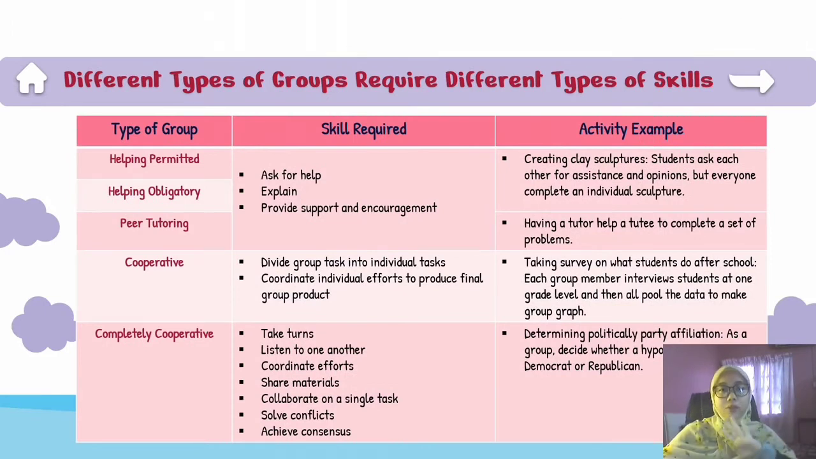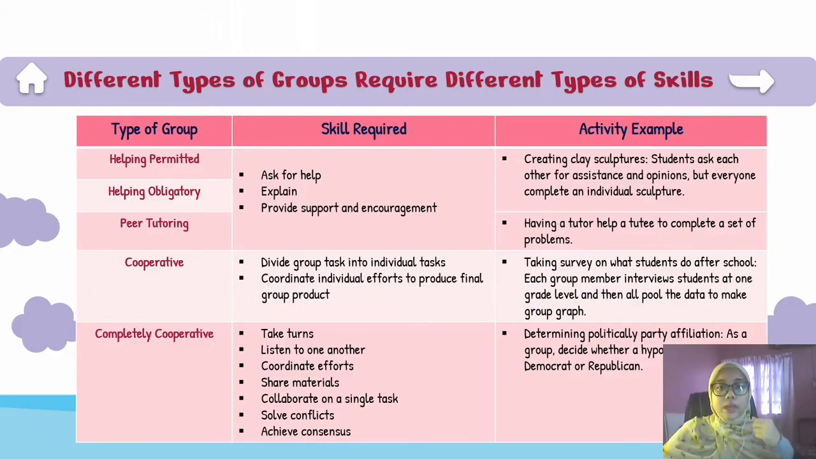Okay, keep the 5 groups in mind so that it is easier for you to differentiate each group. Different types of group are suitable for different types of activities and they require different types of skill. In helping situations, students are ultimately responsible for completing the individual tasks. They need to know how to ask for help, how to explain and demonstrate, and how to provide support and encouragement. As we can see in the table, from the 5 types of group, there are skills needed in order to make the group work more systematic.